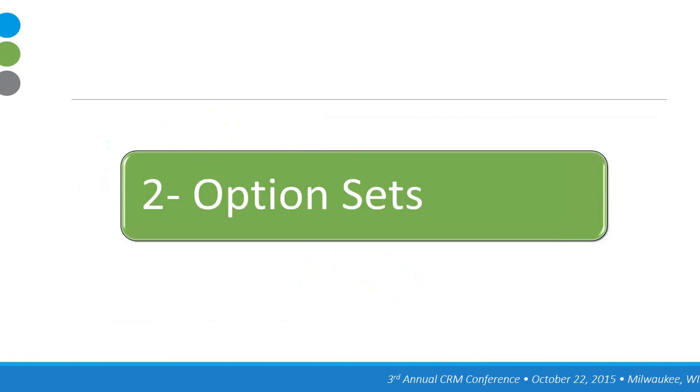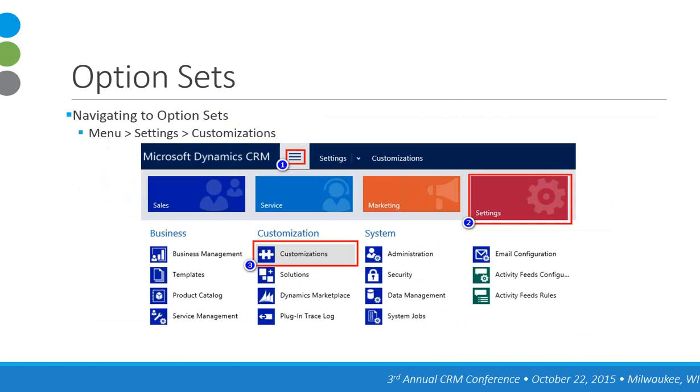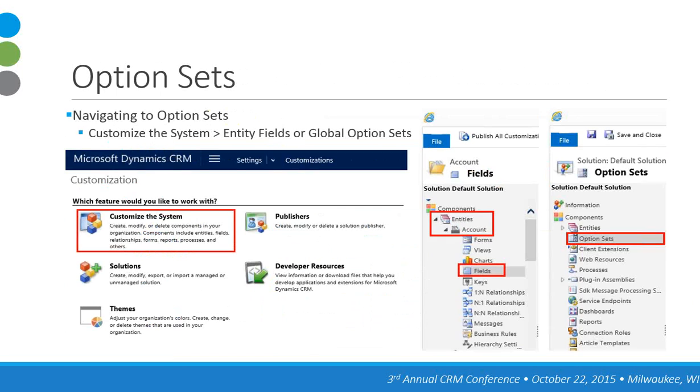The next thing we'll talk about today is option sets. Quick overview on how to get to these option set customizations. You'll want to go to Menu, Settings, and then Customizations. Then you'll want to click Customize the System to open the default solution. Expand Entities, the entity that we want to edit, in this case the account, and then the fields. And then you can open a field to get at the option set fields, or if it's a global option set, you can skip that and just scroll to the option set section in the default solution and click on that.